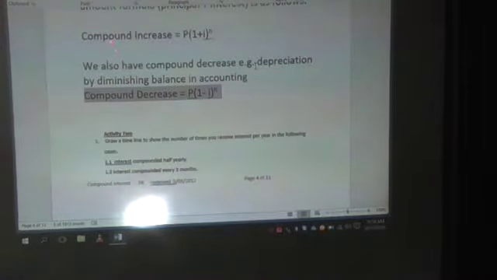So today we're going to concentrate on compound increase or compound interest. This is the formula for increase, and the same formula, once you put minus P here, it becomes compound interest. So remember the difference between increase and interest, two different formulas. So that's the background for simple interest and compound interest.